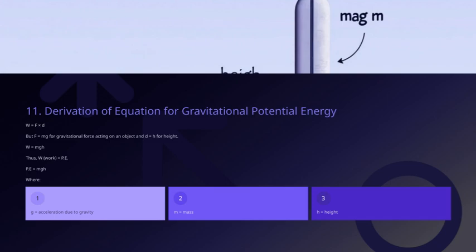By understanding this relationship, we see how gravitational potential energy depends on the mass of the object, the height it's raised to, and the acceleration due to gravity. This derivation helps us appreciate the fundamental principles behind energy conservation in gravitational fields.